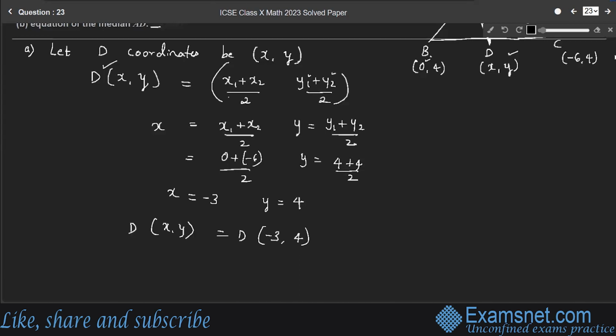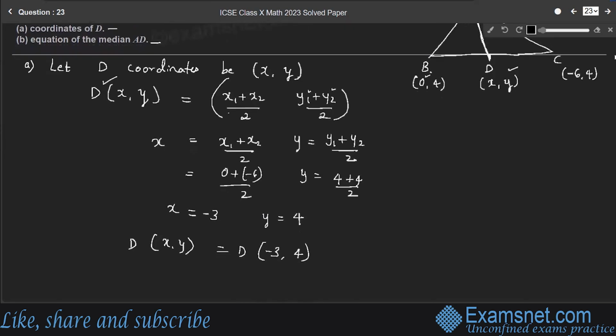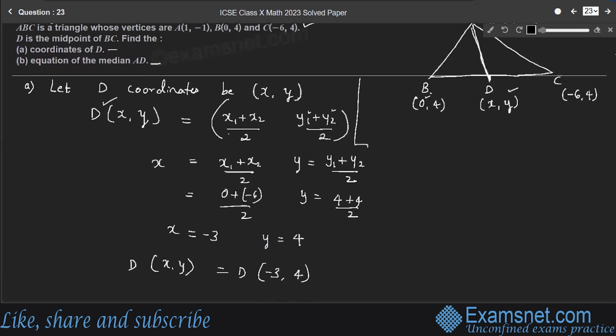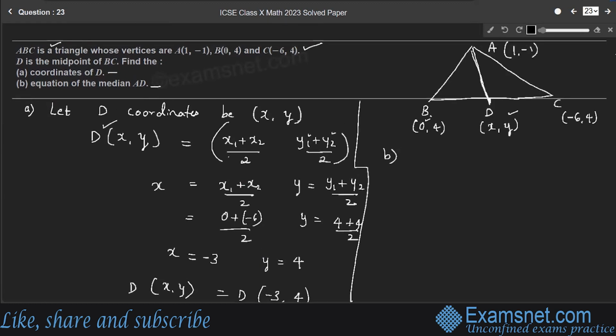So the next question is to find the equation of median AD. Question B, to find the equation of median AD. So consider the coordinates of D and A. So -3, 4 are the coordinates of D, and A's coordinates are 1 and -1. Since AD is a median, it passes through 1, -1, which is point A, and point D.